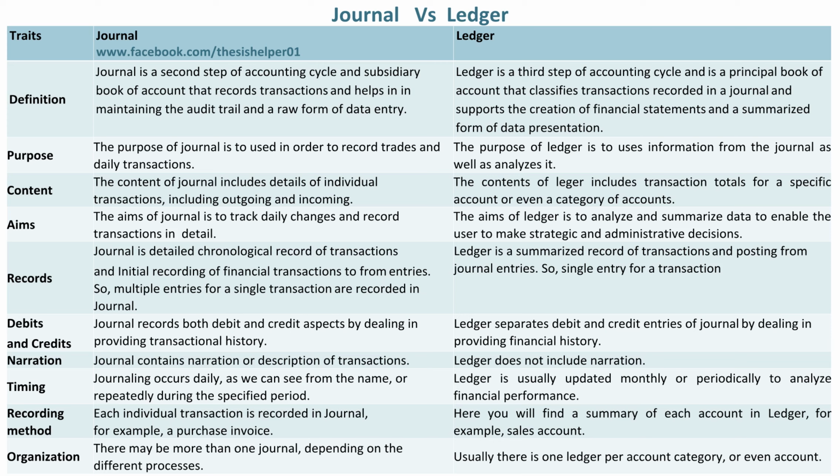The purpose of journal is to record trades and daily transactions. Whereas, the purpose of ledger is to use information from the journal as well as analyze it.